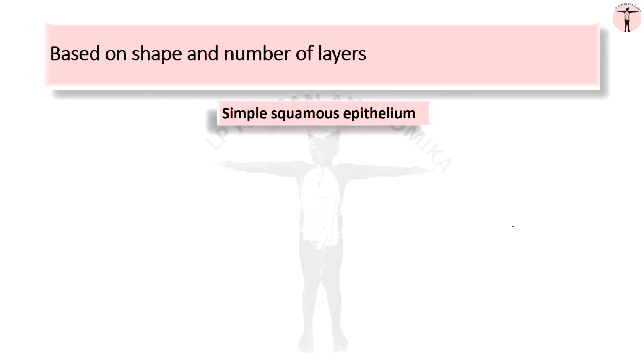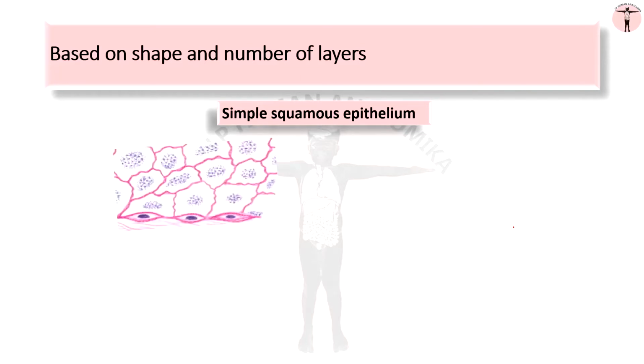Depending on the combined shape and number of layers, it is classified into simple epithelium, which is further classified. Now, if we take simple epithelium, based on the shape of the cell, it is further classified into simple squamous, simple cuboidal, and columnar epithelium.